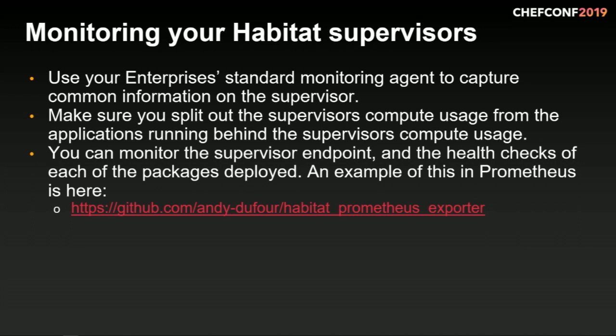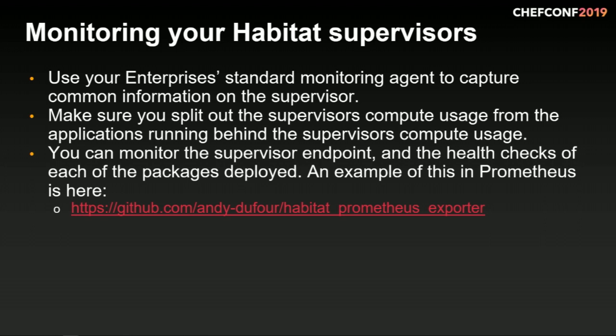I've got this Habitat Prometheus exporter that I've been working on. It's kind of code smell right now, not going to lie. It's very MVP, but what it can do is it actually monitors the supervisor endpoint, pulls out the health checks of each of the packages that are deployed, and then you can send that to Prometheus and show a graph and show each of the packages installed on a system and what the current health status is of that package.